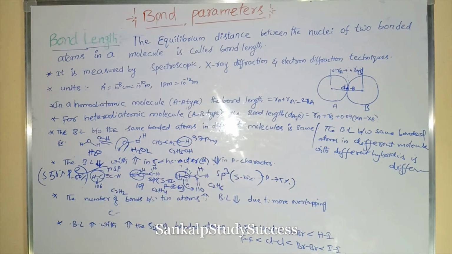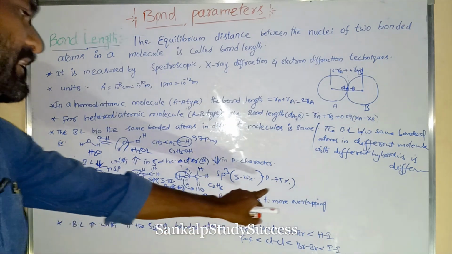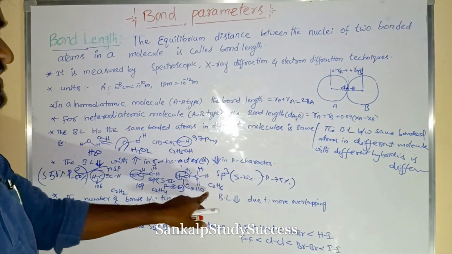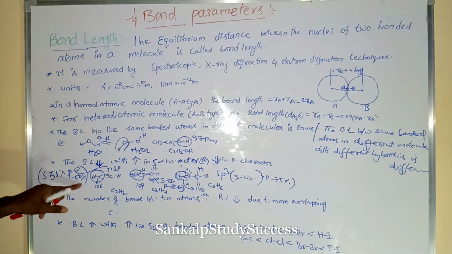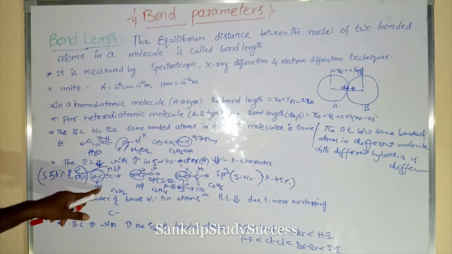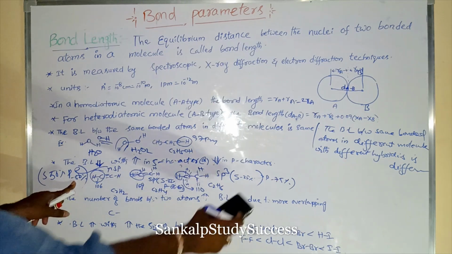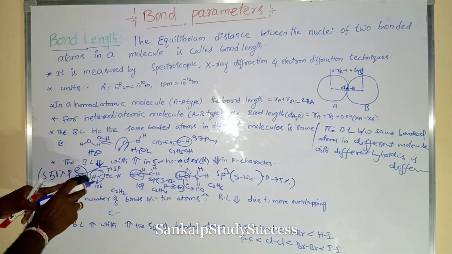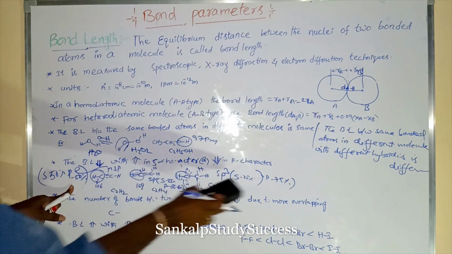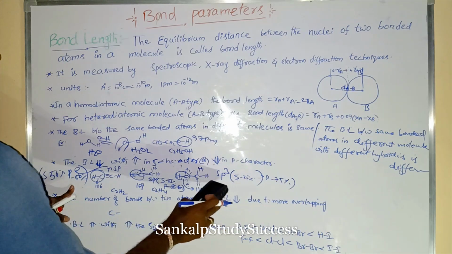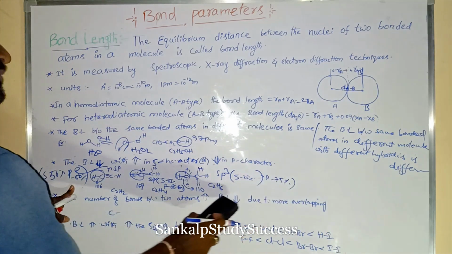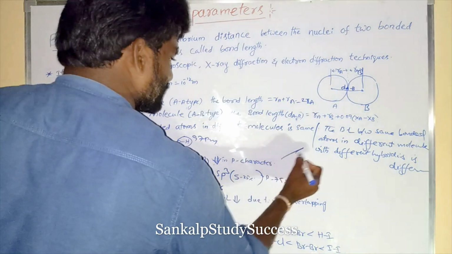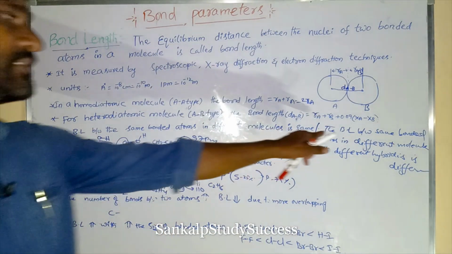So here the P character is high, so its bond length is also high. But here the P character is less, so its bond length is less. Its P character is 50, but here the P character is 75. So if the P character decreases, the bond length decreases. Here the P character is 50%, its bond length is 106. But in ethane, its P character is 75%, so its bond length is 110. So both have the same meaning.